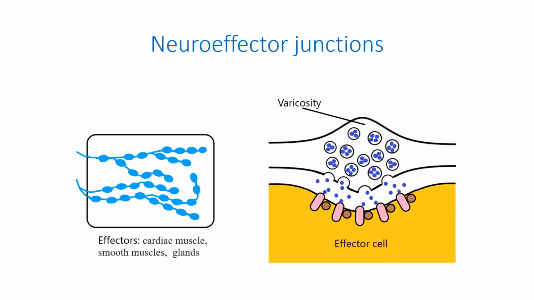Now about other neuroeffector junctions. Unlike neuromuscular junctions, which are always excitatory, junctions between visceral efferent neurons and cardiac muscle, smooth muscles, and glands may be either excitatory or inhibitory. Neuroeffector junctions consist of the terminal parts of autonomic nerve fibers and postjunctional specializations on effector cells.